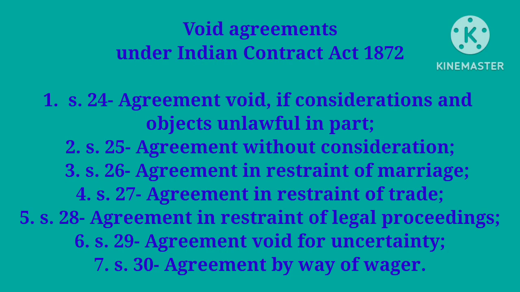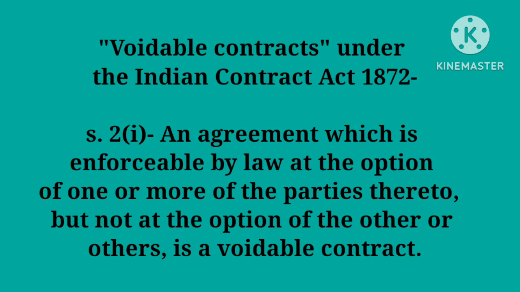So these were the agreements which are expressly declared to be void under the Indian Contract Act 1872. Now coming to voidable contracts. According to section 2(i) of the Indian Contract Act 1872, an agreement which is enforceable by law at the option of one or more of the parties thereto, but not at the option of the other, is a voidable contract. Thus, a voidable contract is the one which could be avoided by one of the parties to the contract at his option.